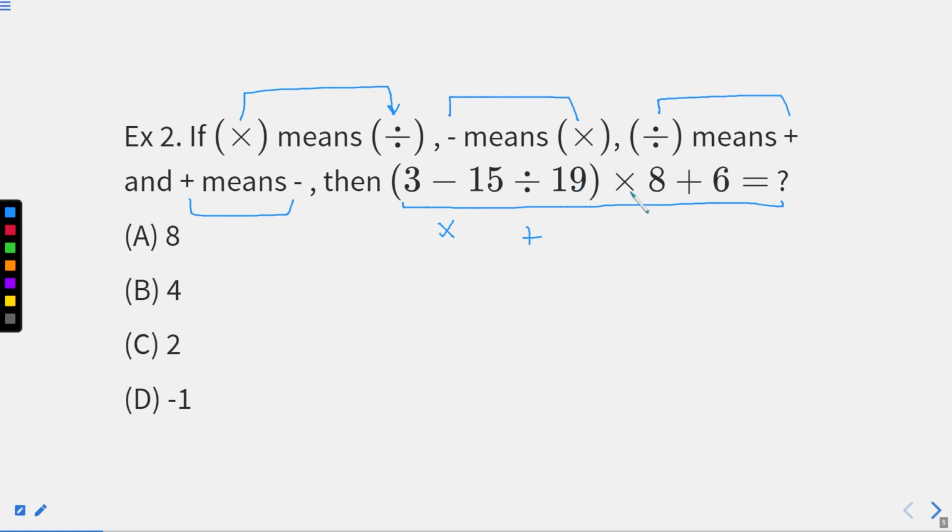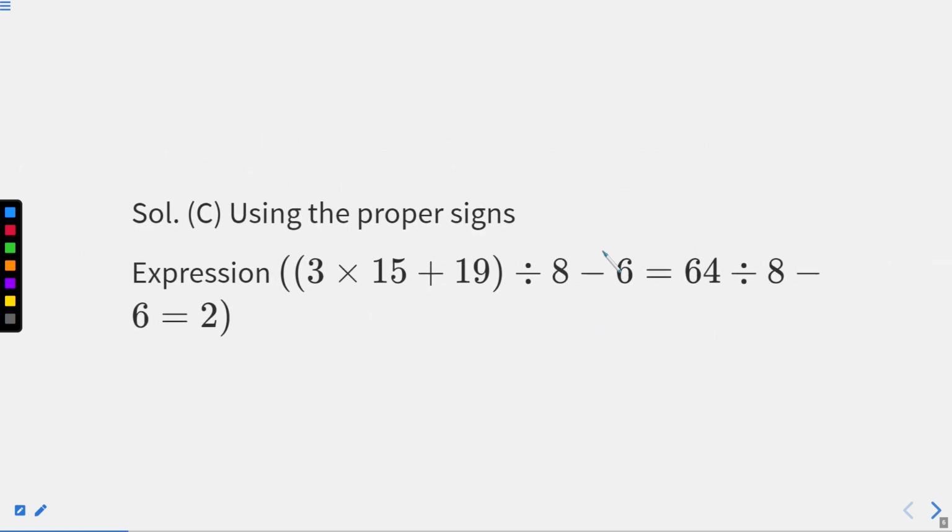For the part of multiplication, we have division. The bracket will remain as it is, as I mentioned, because there is no instruction given for brackets, right? For the addition, we have minus, then 6. For equals to, again, we didn't have any instruction, so we'll use it as it is. Then we'll find the answer. I hope you are able to re-revise the equation like this. Now I'll directly jump to the solution part for you.